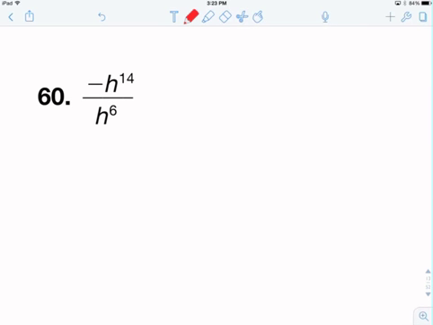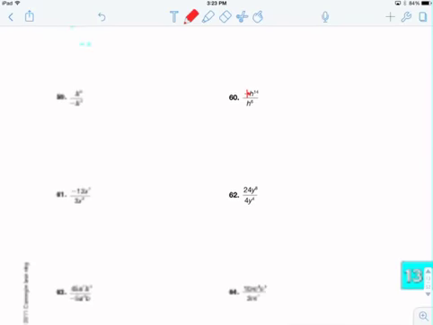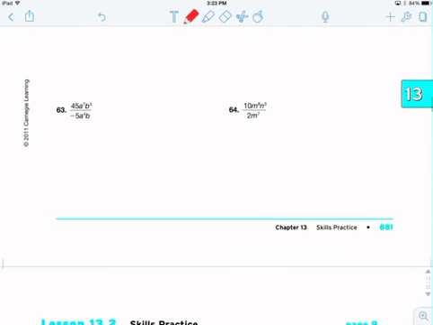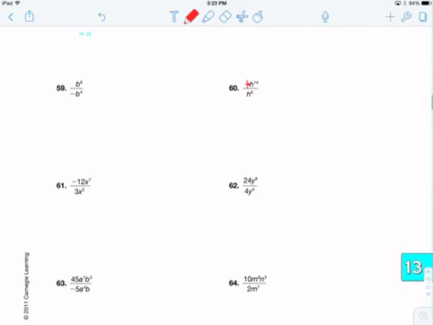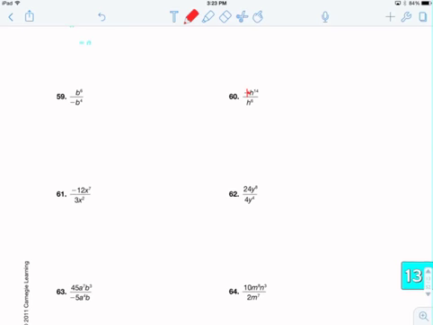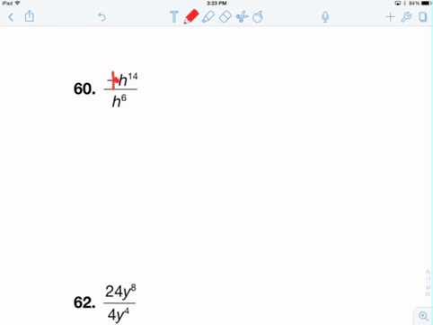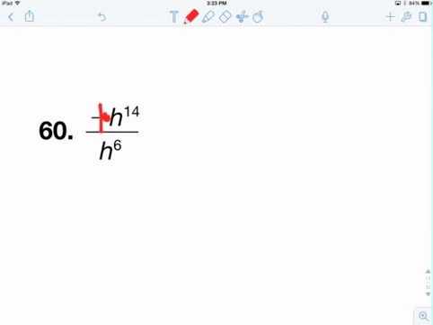Number 60 here: what's the invisible number next to that negative? 1, right? So you get negative 1 h to the 14th.